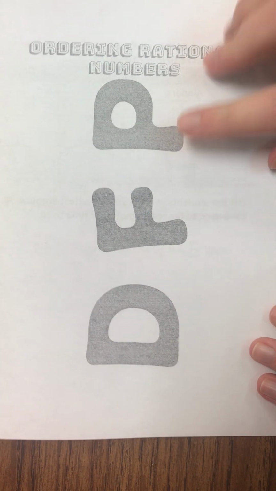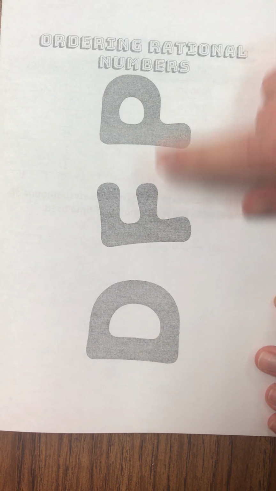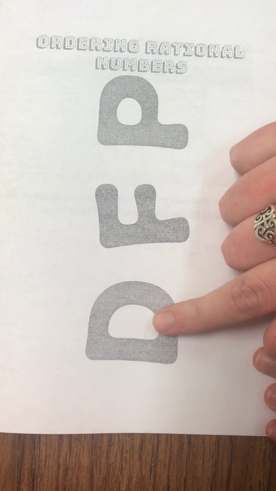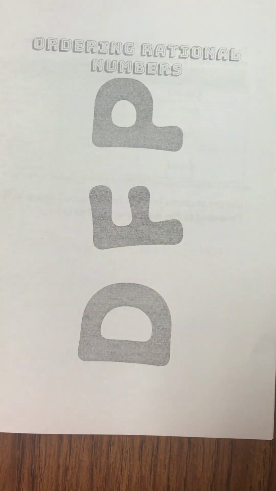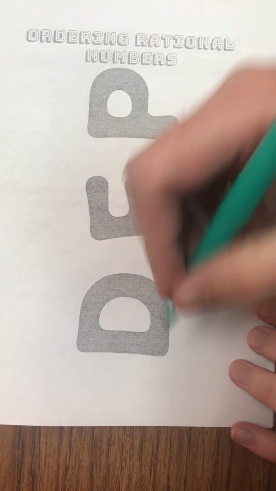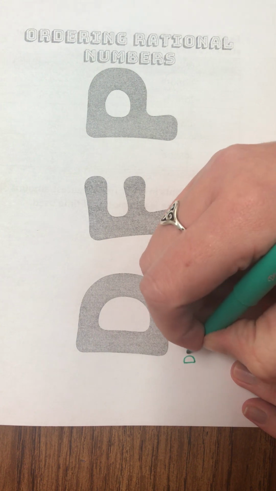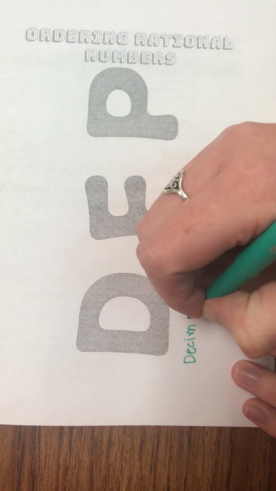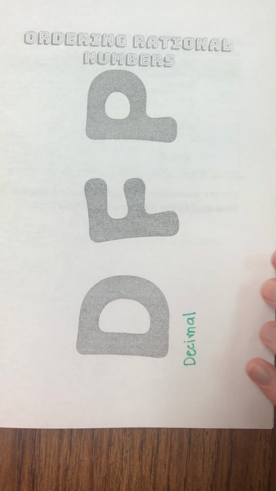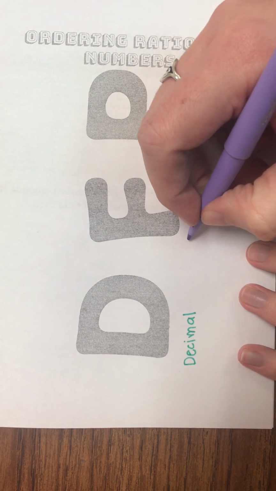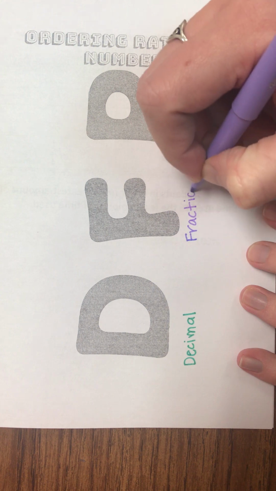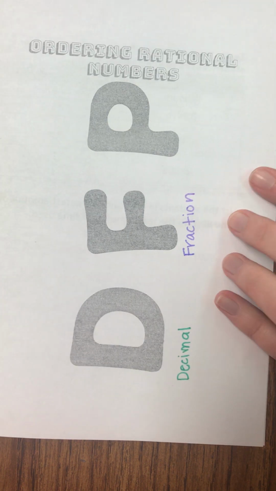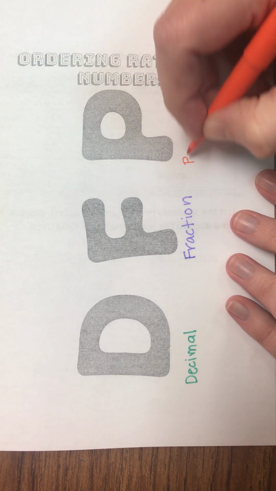But next I'm going to talk about this DFP right here. Notice, DFP, it's in alphabetical order. So we have D first, F next, P second. So let's actually talk about what those stand for. The D stands for decimal. Okay, my F stands for fraction. And my P stands for percent.